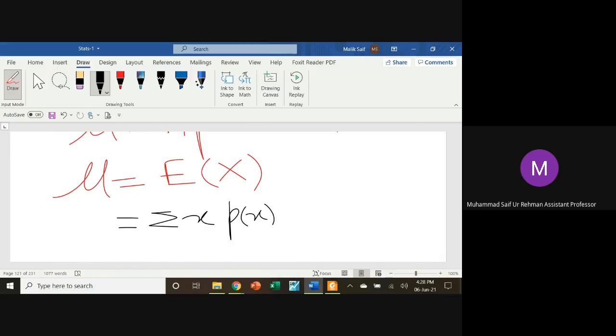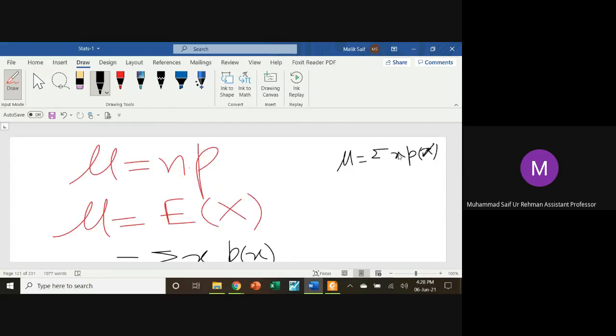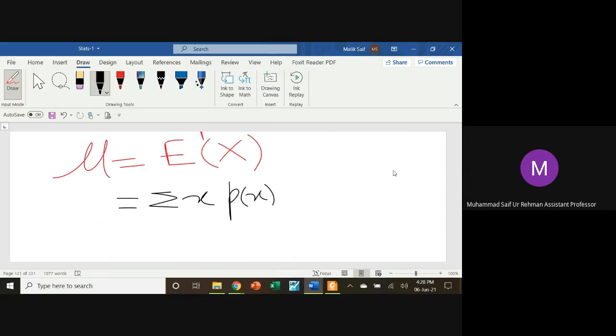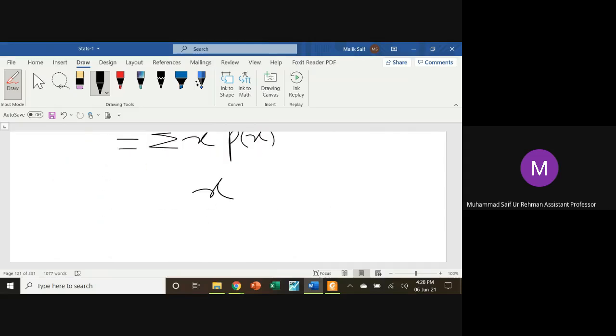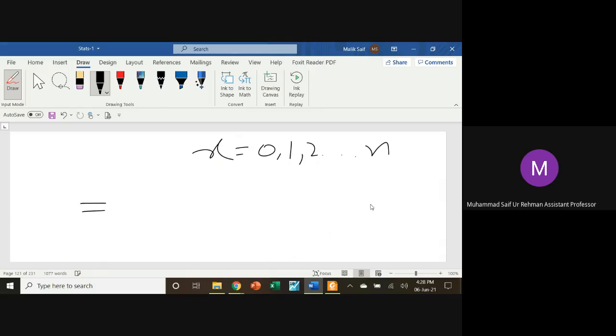Fine. So now x may take any value from 0 to 1. This x, random variable, may take any value, right? From 0 up to 1. So let's say I'm going to write it down as x is equal to 0, 1, up to n. This is the final term. Then how can I write this? I may write it down as summation x is from 0 to n.